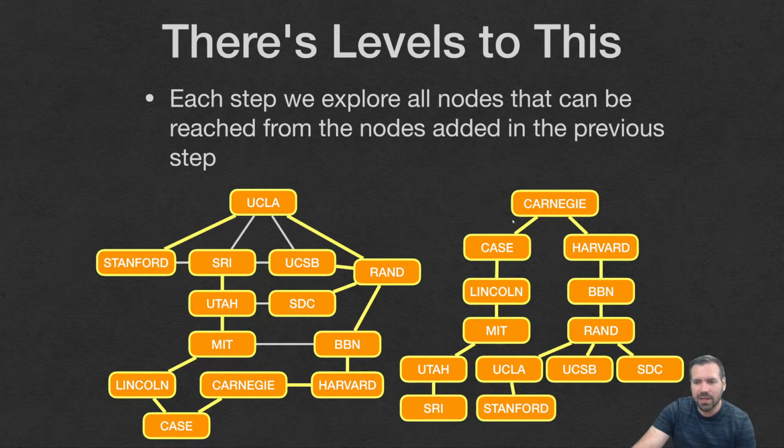But if the number of edges in the tree is less than the original number of edges in the graph, that means you did skip some edges that would have introduced cycles. That means there is a cycle in the original graph. So that's my hint for you to be able to detect cycles.